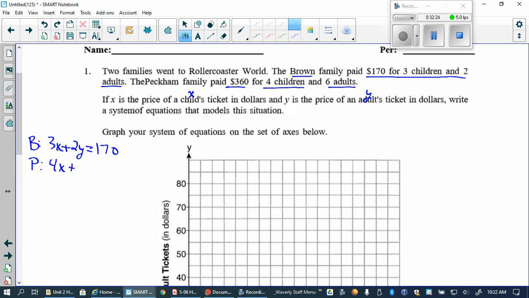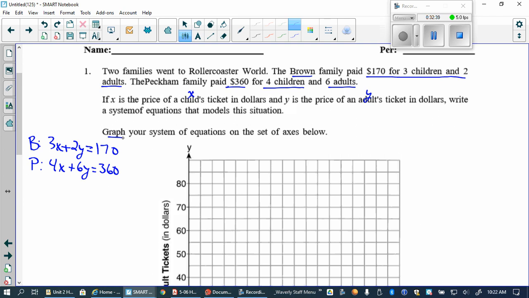4x plus 6y equals 360. So there's the first part. There's our system of equations, right? And both of those have to be true at the same time. Now, what do they want us to do?